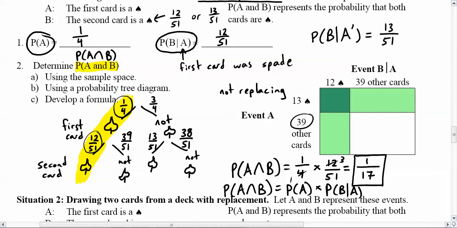Yes? Because these two events are independent. No, that doesn't really explain it very well. These two events are actually dependent. The second event depends on the first event. If the first event was a spade, then it'll change the probability for the second event.